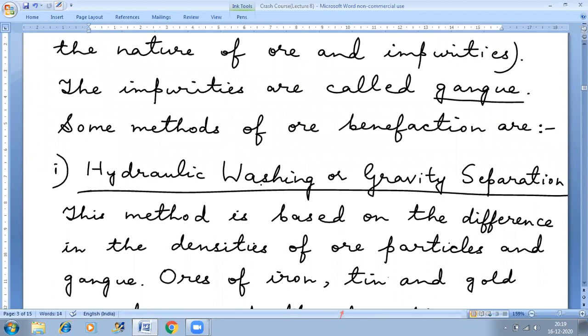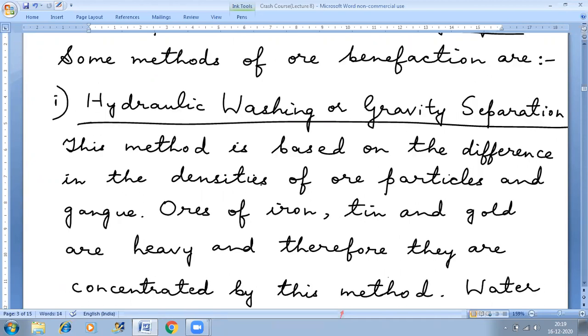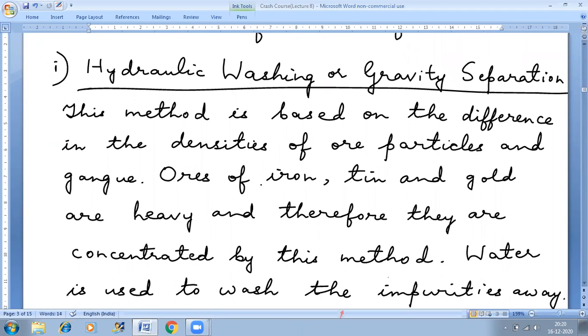What is the meaning of this process? In this process, the method is based on the difference in the densities of ore particles and gangue. That means the impurities may have a different density. They may be lighter or heavier, let's say. And the particles of ore will also have a different density. Usually, the gangue particles are light and the ore particles are heavier.